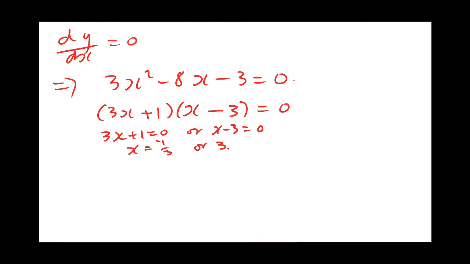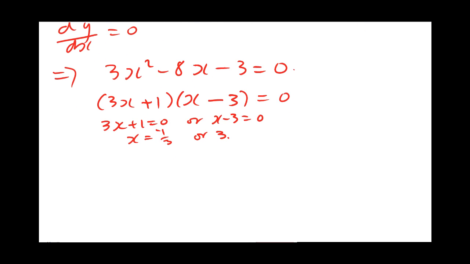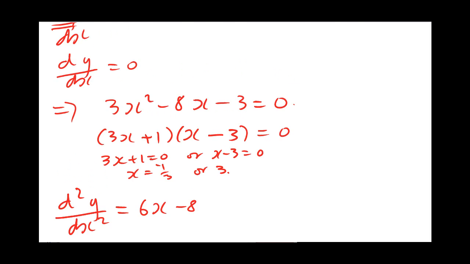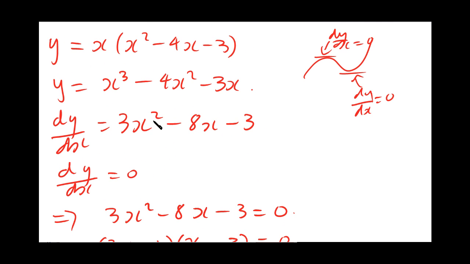Now we want to find out if we've got a maximum or a minimum here. The easy way is to use the second differential. This is a nice easy thing to differentiate, so let's use the second differential to do it. Differentiate this again, you will get 6x minus 8. Let's go back to the first differential: you've got 3x squared minus 8x minus 3.